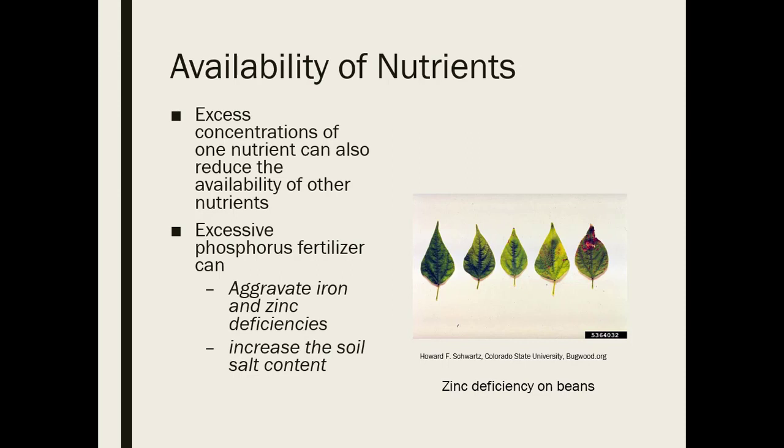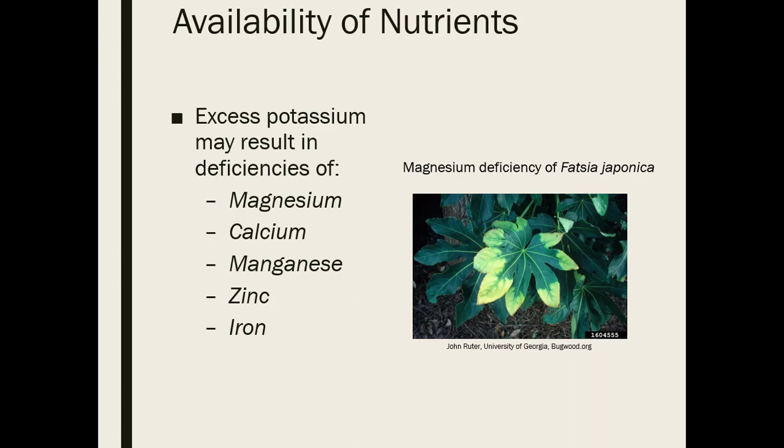If you've got too much of one nutrient, it can actually cause another nutrient to not be available. So if you've got too much phosphorus, the plant may not be able to access iron or zinc. It could also increase the soil salt content. Excess potassium may result in deficiency of magnesium, calcium, manganese, zinc, and iron. And this is a typical abiotic stress. Look how uniform that pattern is.